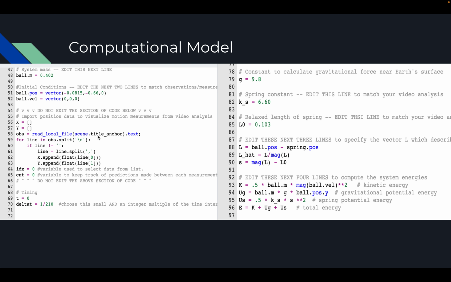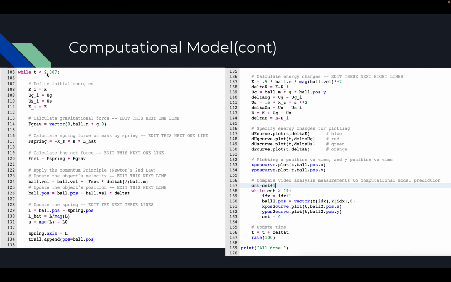So using the computational model, this was the GlowScript code that was given to us, and I just changed it depending on my situation. Here's the mass. This was the initial position vector, velocity vector, timing; delta t was given to us. Gravity was 9.8. The spring constant was 6.60. Relaxed length of the spring was 0.103. Now L, the position, is ball position minus spring position. L hat would be this divided by the magnitude, and s would be the magnitude of this value minus L naught. And then these were the formulas that we just talked about: 1/2 m v squared, mgh, 1/2 k s squared, and then of course the total energy would be the addition of all of these.